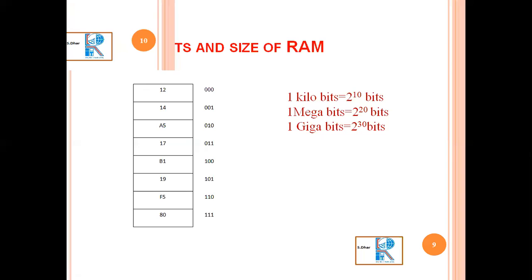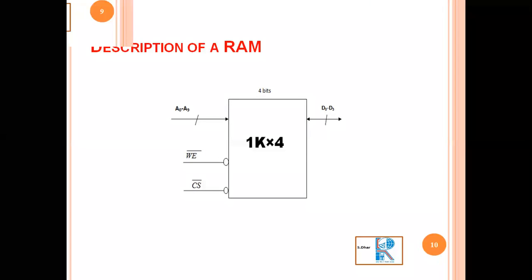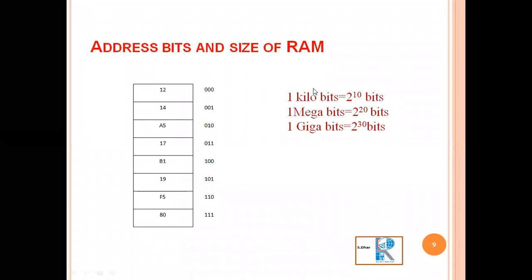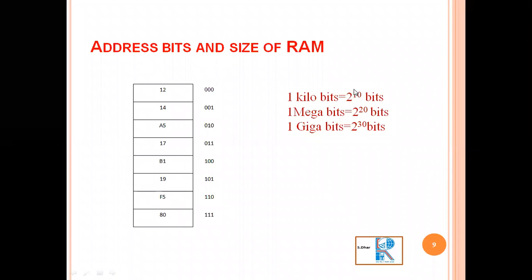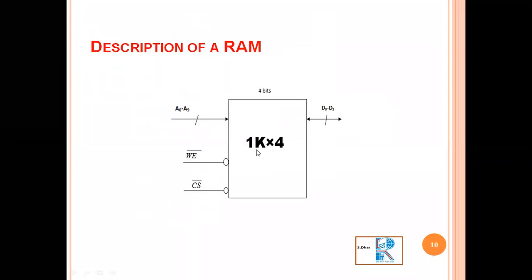Clear? Now see here, this is very important. This is the description of a RAM. Now see here, I have shown you one RAM. Here in the RAM, I have written 1K into 4. What is the meaning of 1K? 1K means, I have already told you, 1 kilobit. So what is the total number of bits? 2 to the power 10 bits. So here if I write 1K, that means 1 into 2 to the power 10. That means there are 2 to the power 10 bits. So what is the number of address bits? Obviously, the number of address bits in this RAM is 10.